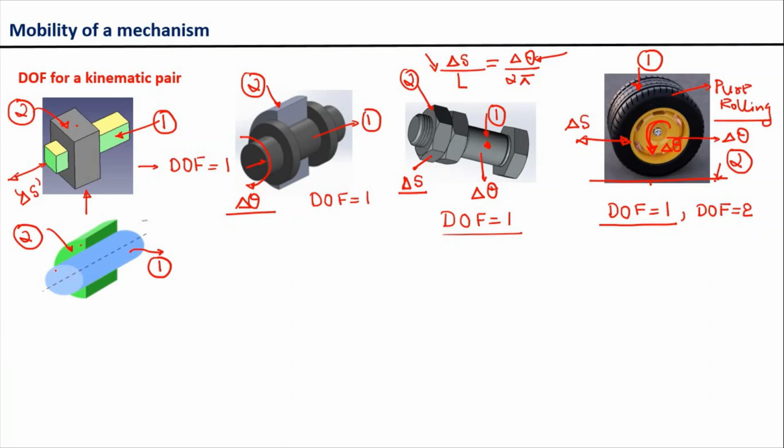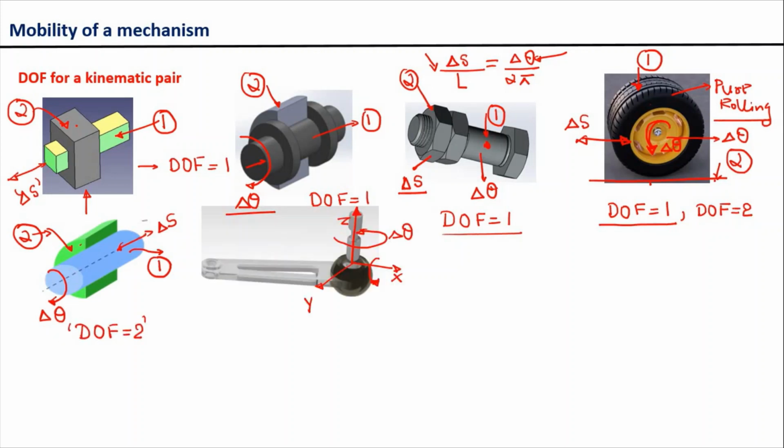One coordinate will be the rotational coordinate, that is, link 1 is rotating relative to link 2. And another coordinate will be the translatory coordinate delta s. That means link 1 can also slide relative to link 2. So in this case, we will say that the degree of freedom of a cylindrical pair is equal to 2.